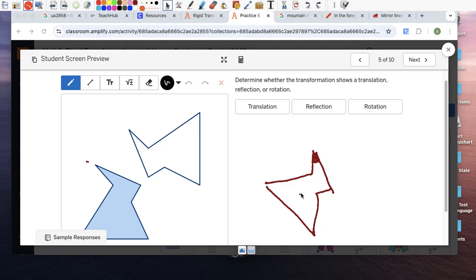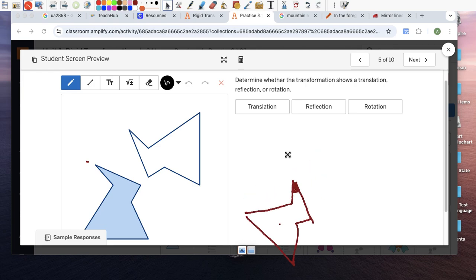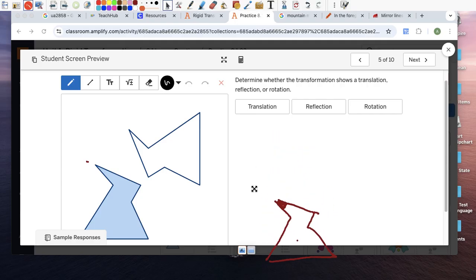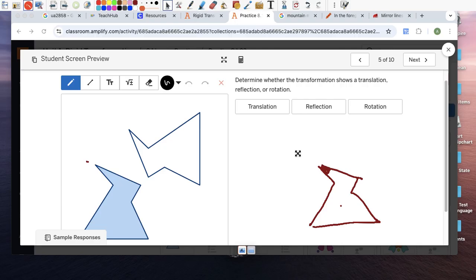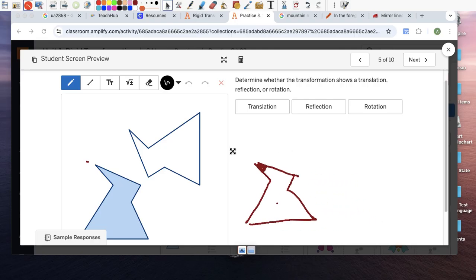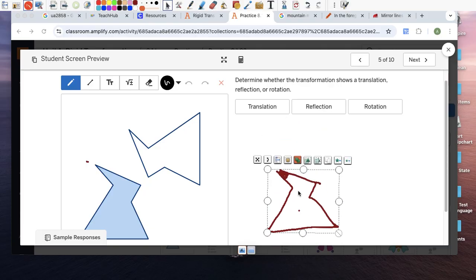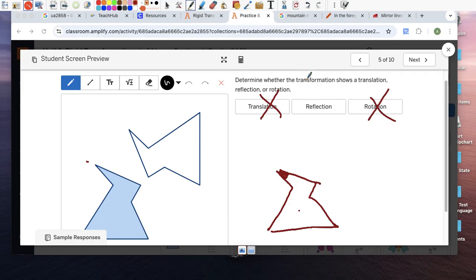Is it a translation? Is there a way of me moving this guy up or down? Remember what translations are: we're not changing directions. So can I take this guy, move it up, move it down, move it left, move it right? By doing those slides, to the left, to the right, up or down, can I get this shape to turn into this one? No, I can't. So it's not a rotation, and it's not a translation. So now it leaves me with a reflection.